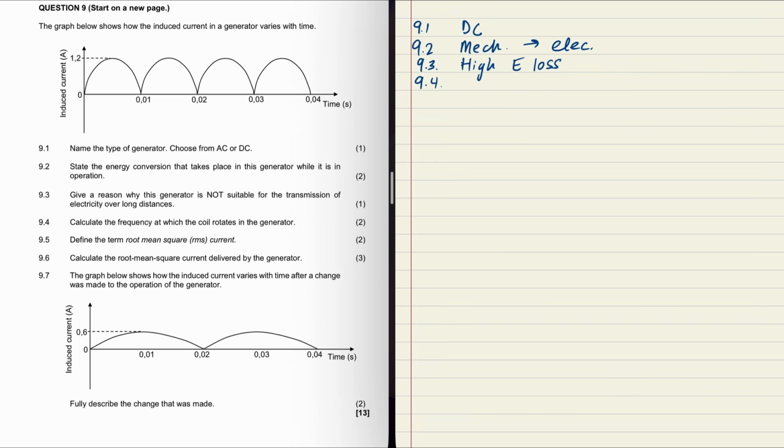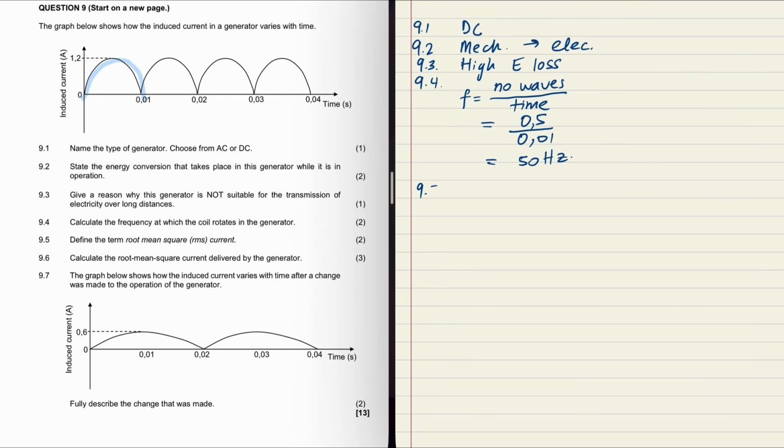Question 9.4, calculate the frequency at which the coil rotates in the generator. Now, just like in transverse waves, we can calculate frequency by taking the number of waves divided by time. So I have here half a wave, so 0.5, and half a wave took 0.01 second. So that is equal to 50 hertz.